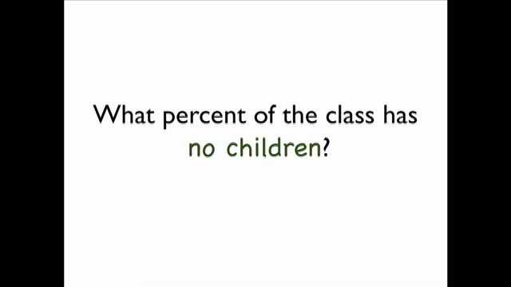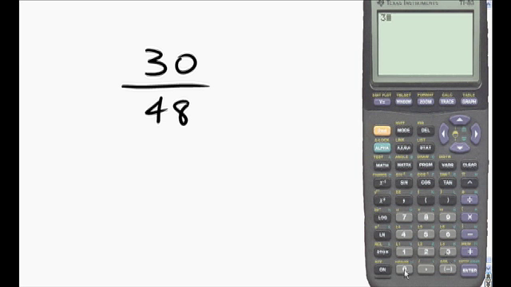What percent of the class has no children? No children means 0 children. 30 students out of the 48 have no children. This answer is already approximated to the nearest thousandths position, 0.625.